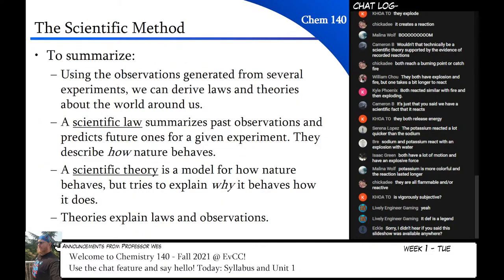So there's our summary. We use observations to generate laws and theories. Laws explain how nature behaves for a family of observations. And then theories explain why things behave how they do at a high level of detail. And to get all of these observations and experiments, we use the scientific method, which is generate a hypothesis, do the experiment, record observations, and then take our results and apply them to a new hypothesis.